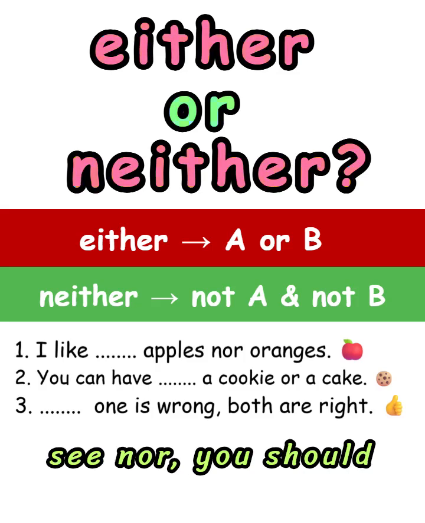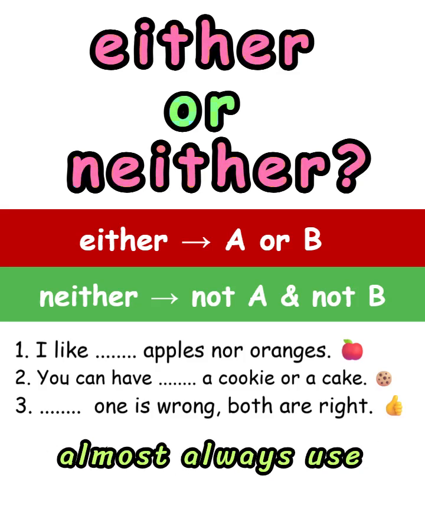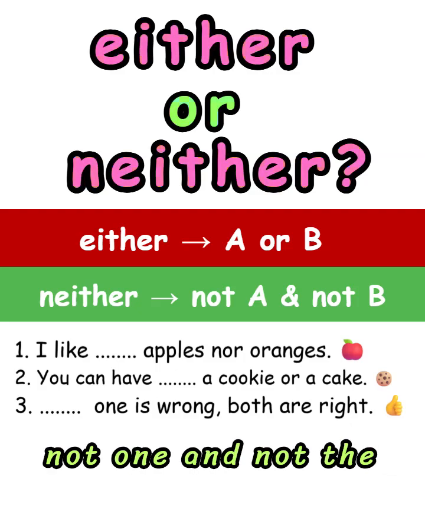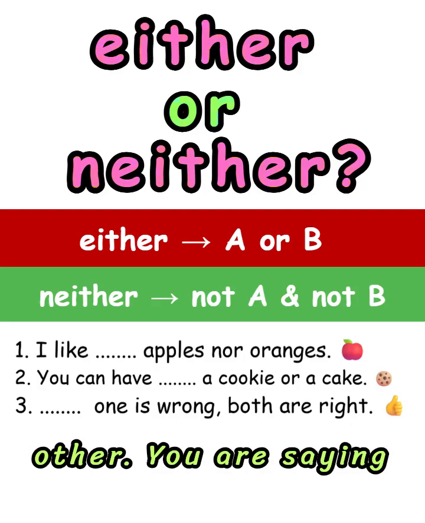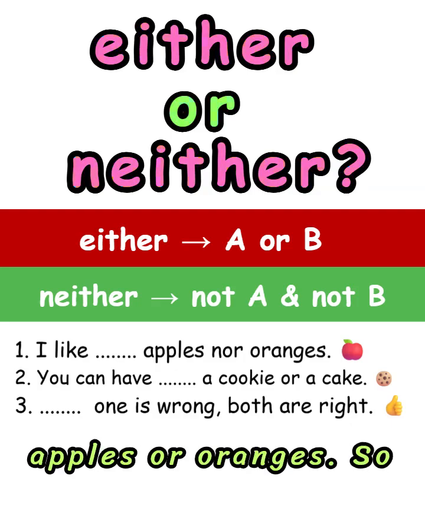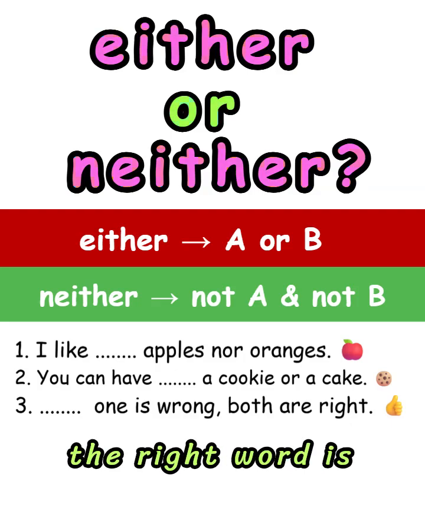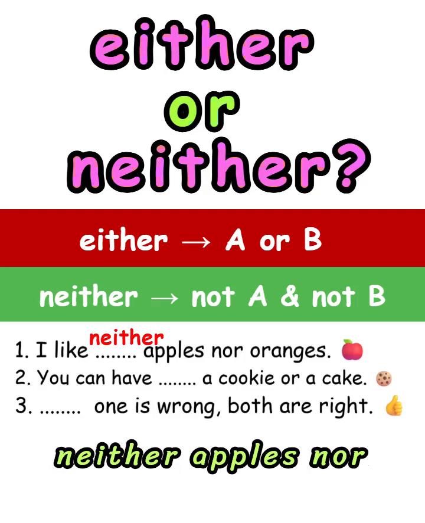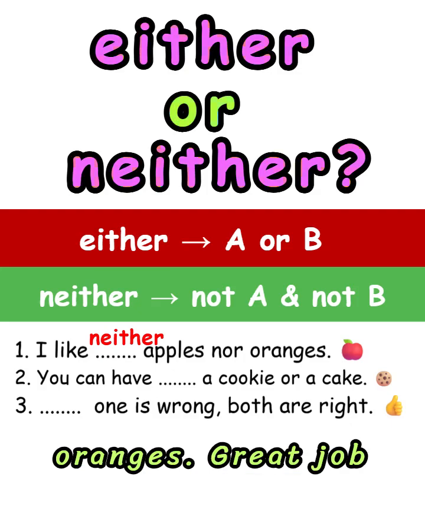When you see nor, you should almost always use neither because they go together to mean not one and not the other. So you are saying you don't like either of the two choices, apples or oranges. So the right word is neither. Let's read it again. I like neither apples nor oranges.